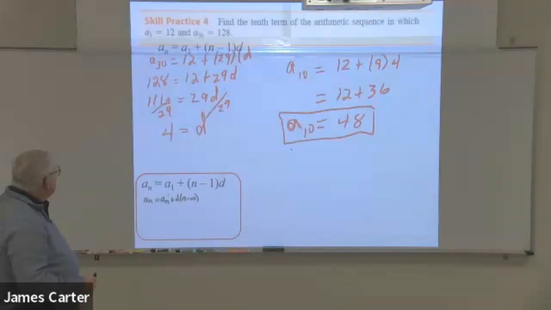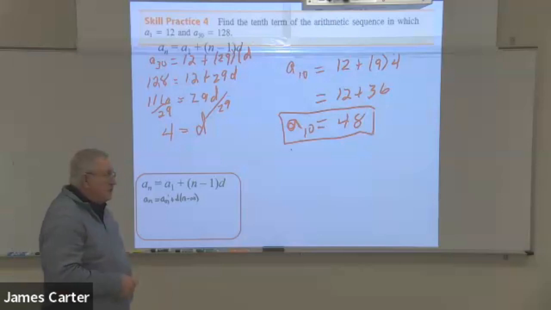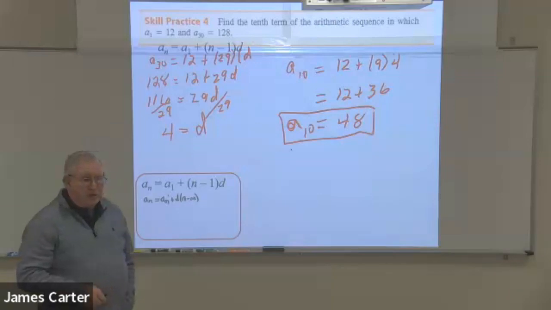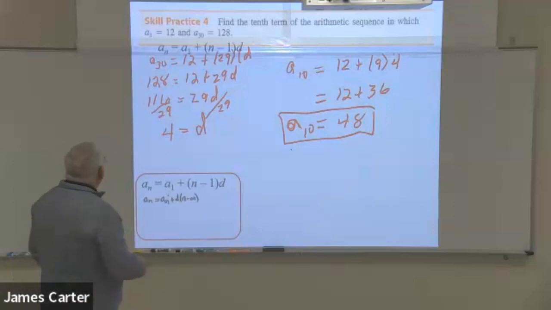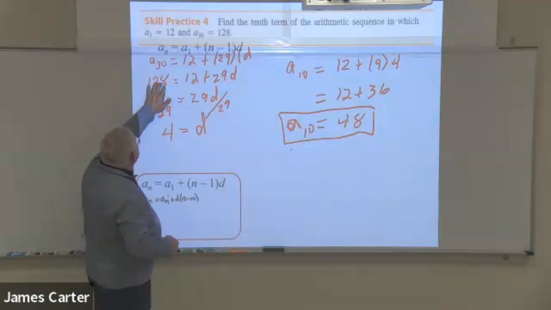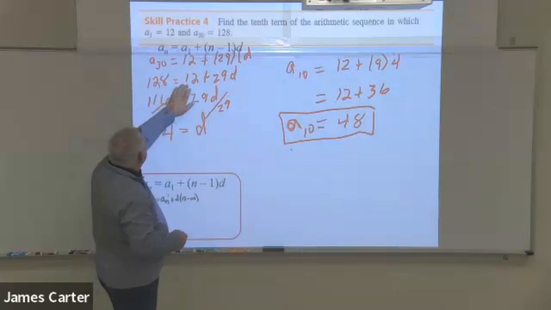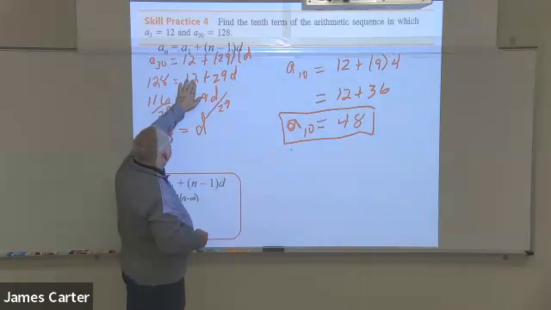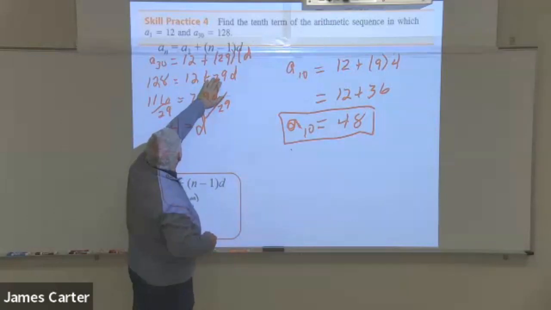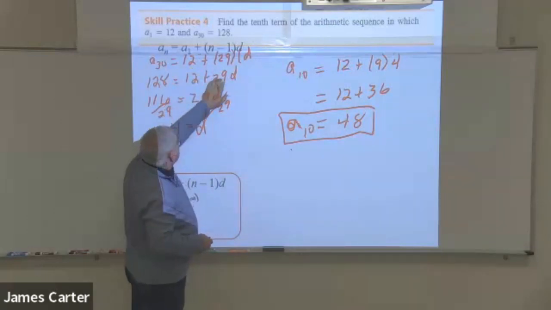Well, we don't have to do the application problems any longer. Find the 10th term. It gives you the first term and it gives you the 30th. The process on this one is exactly the same as we did on the last one. We've got to solve for d first. So we put in the value of the 30th term. Here is the first term. And this 29 comes from 30 minus 1.